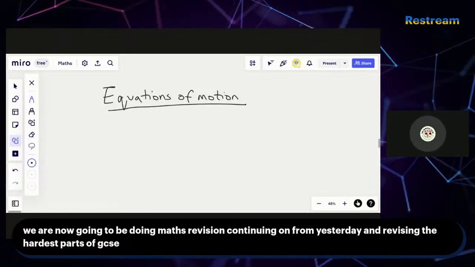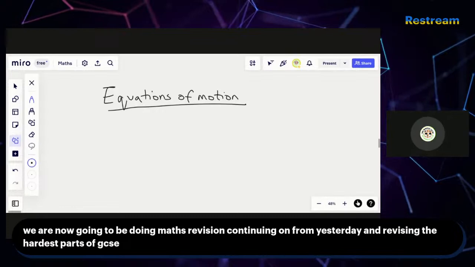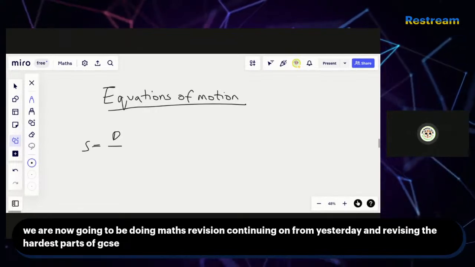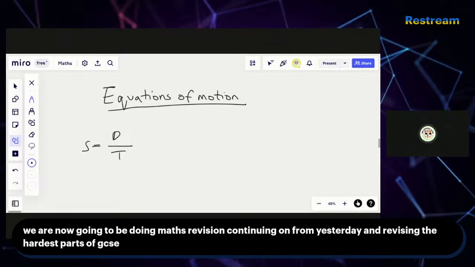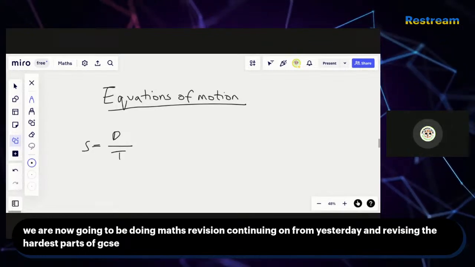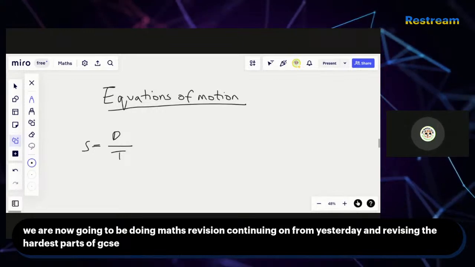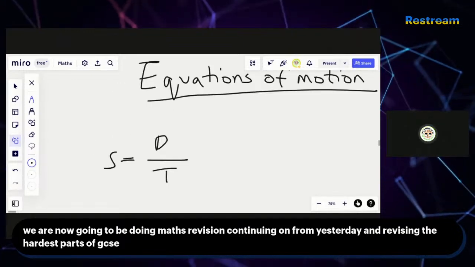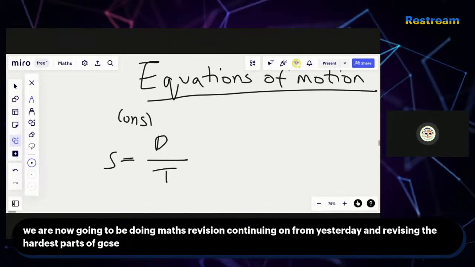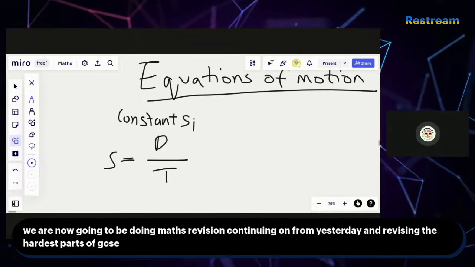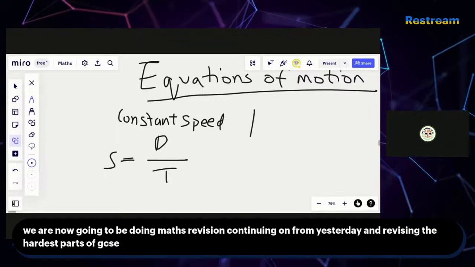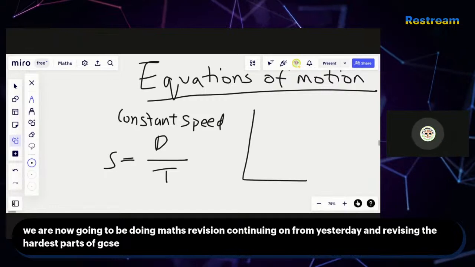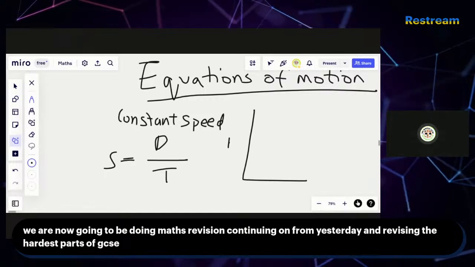Now, if an object is travelling at a constant speed, then speed is equal to distance divided by time. However, if you're travelling at constant acceleration, then we have a different equation that we use. So, speed is equal to distance over time is for constant speed. Remember, on the distance graph, the gradient is speed.